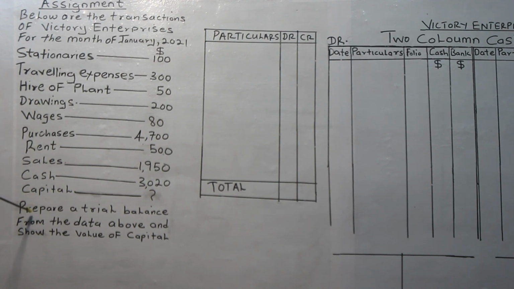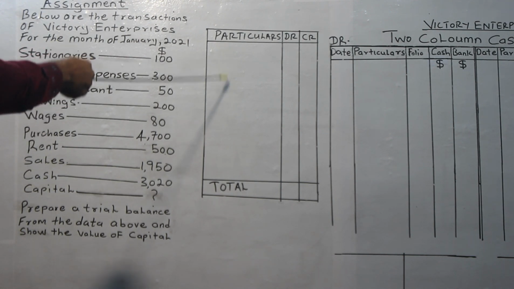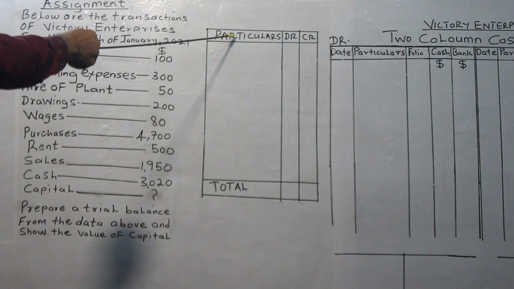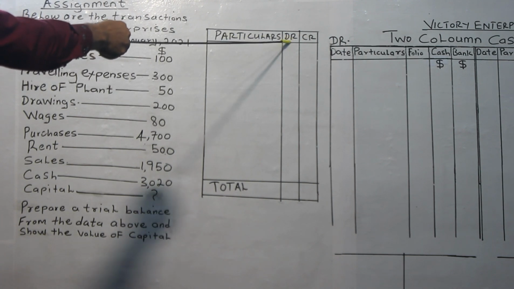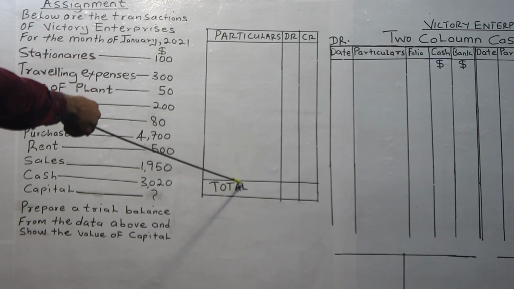So from this, we are required to prepare a trial balance from the data above and show the value of capital. Now, the first thing we are going to do is to take these items into the trial balance. We already ruled the trial balance. We have the particulars, we have the debit, and we have the credit side, and the total column. This is the ruling of the trial balance.